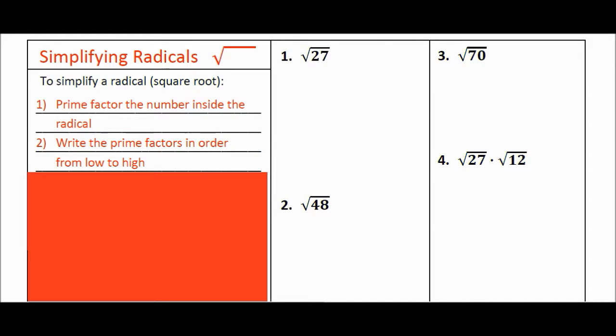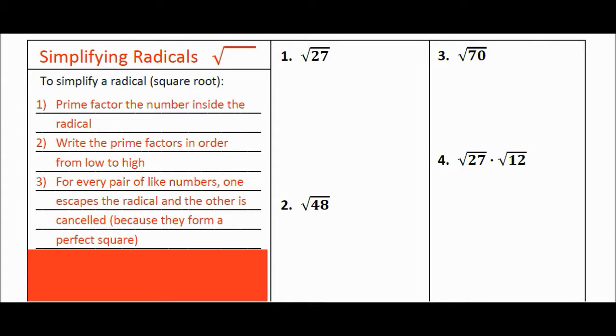Step number 2. Write the prime factors in order from low to high. So if you got prime factors of 2, 3, 5, and 7, you'd put them in that order. If you ended up prime factoring and getting 7, 5, 2, and 3, you'd write them from low to high. If you have duplicates, you put them next to each other. So you might have, say, something like 2, 2, 5, 7. So write the prime factors in order from low to high.